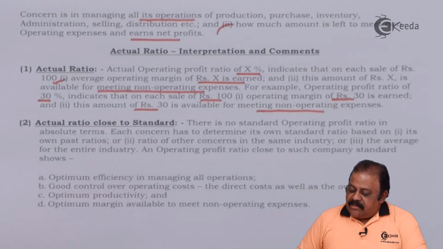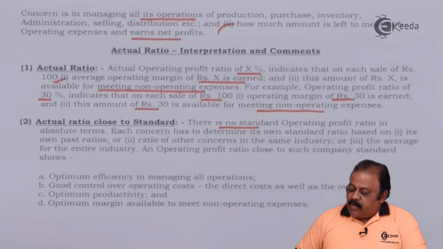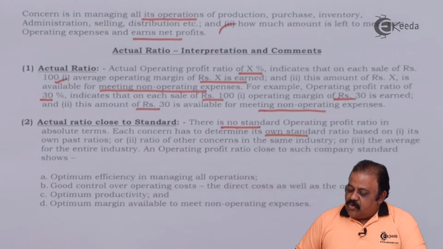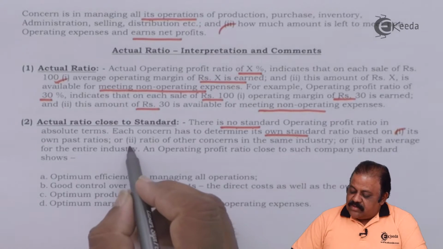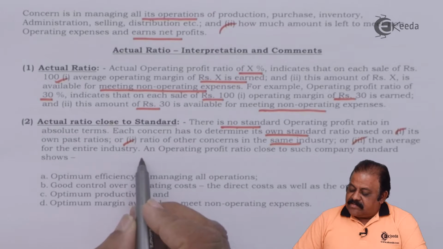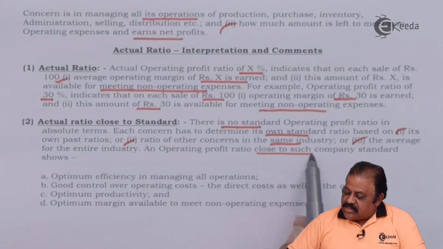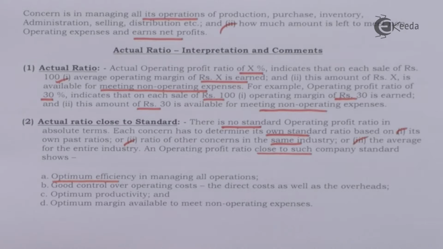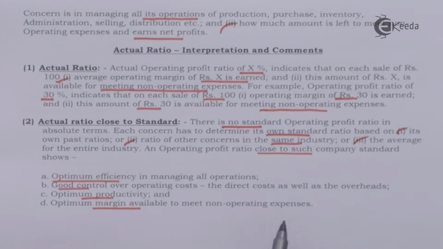Actual ratio close to standard. There is no standard operating profit ratio in absolute terms. Each concern has to determine its own standard ratio based on its own past ratios, ratios of other concerns in the same industry, or the average for the entire industry. An operating profit ratio close to such company standard shows optimum efficiency in managing all operations, good control over operating cost, the direct cost as well as the overheads, optimum productivity, and optimum margin available to meet non-operating expenses.